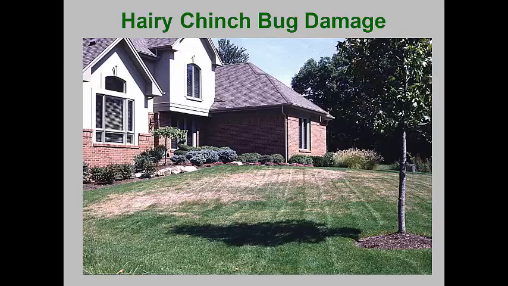The hairy chinch bug is found from Canada down to Tennessee and westward to Iowa and Nebraska. It prefers Kentucky bluegrasses and will also attack perennial ryegrasses and fine fescues if these don't contain fungal endophytes. Fungal endophytes are symbionts that produce insect toxins.